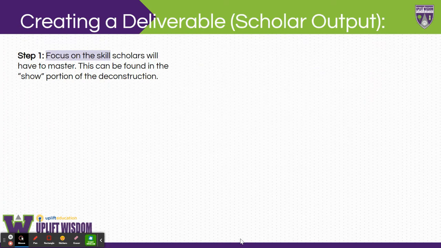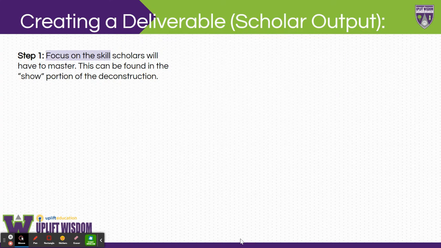So creating a deliverable. The first step you want to do is focus on the skill of the TEK. What do scholars need to show you? So when we deconstruct the TEK, what do they need to show you? What do they need to be showing you? Whether that is analyzing, right? In English, they do a lot of analyzing, right?